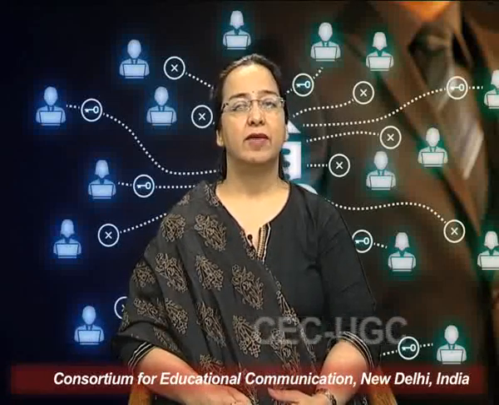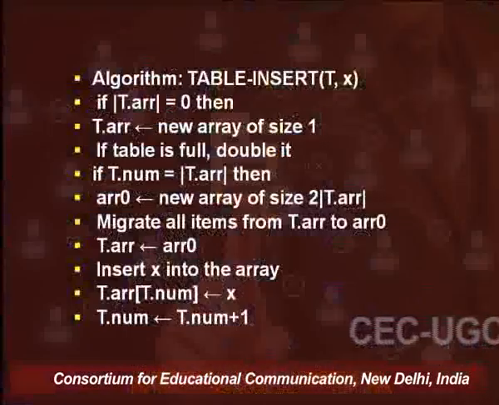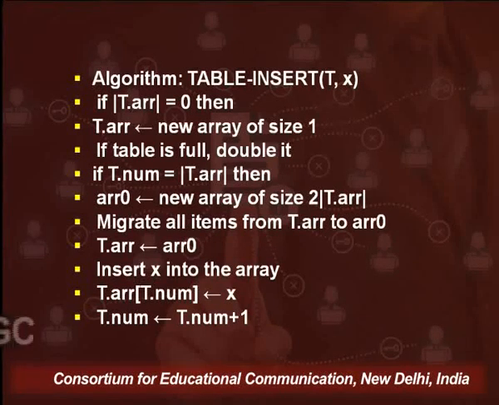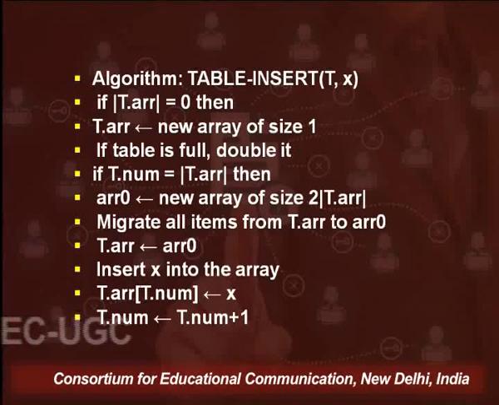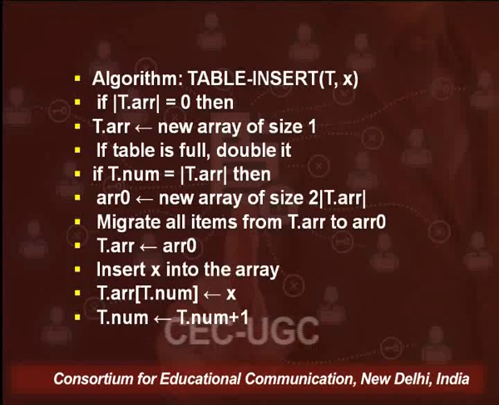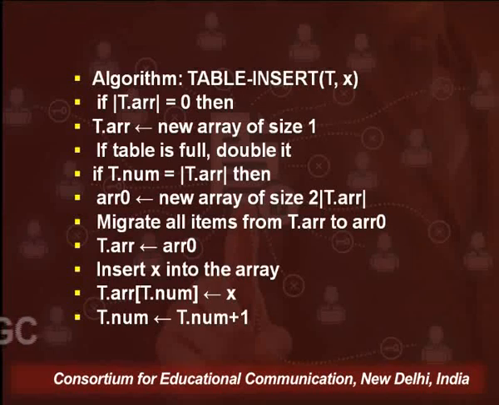If we look at the algorithm of table insert, initially the table array is 0, and we allocate the table with a new size of 1. If this table is full, we need to double it. The table is full when the number of elements in the table, which is t.num, equals the cardinality of t.arr, where arr is the array. So the number of elements in the array equals the size of the array.